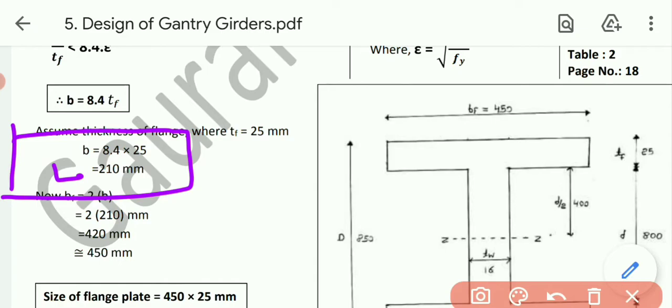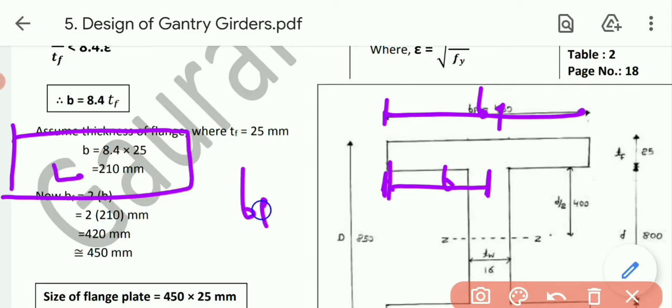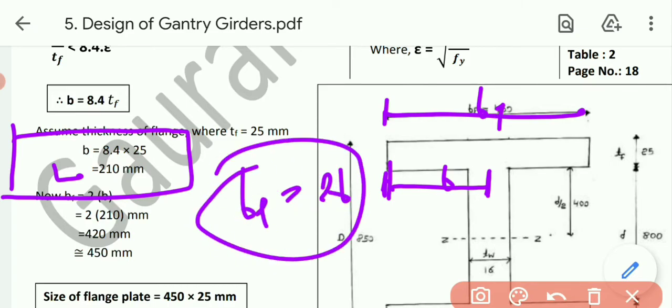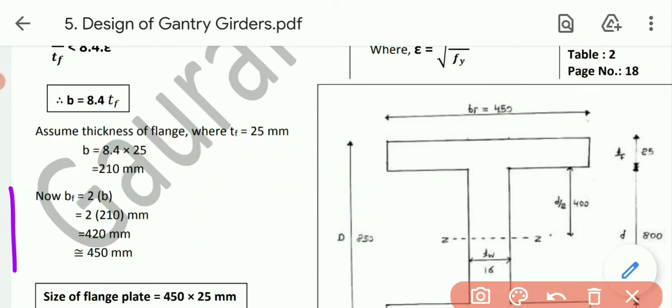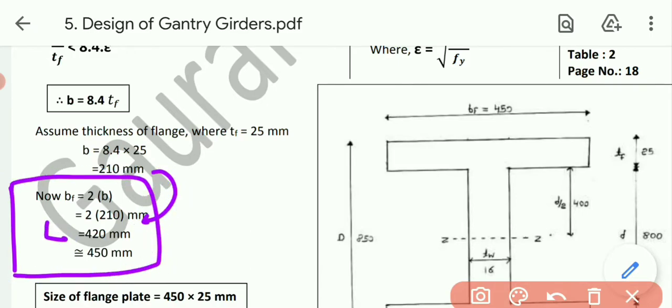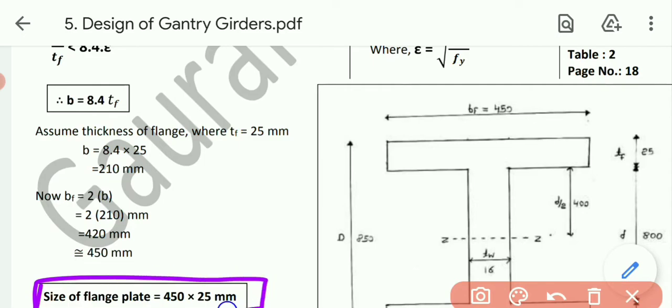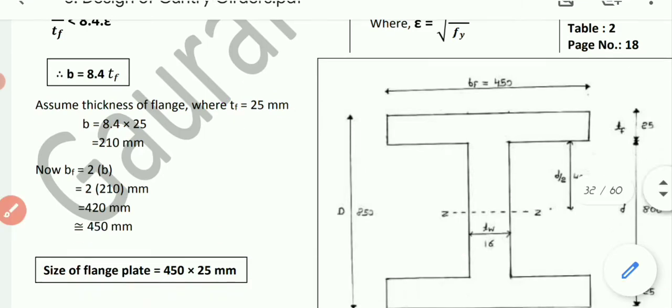Now we know that b is the dimension of the flange from the center to the edge. This one is b and this one is bf. So bf equals twice b. b is 210, so 2 into 210, the answer is 420 mm. So ultimately I will take the answer, that is 450 mm. So finally the size of the flange is 450 by 25. That's our criteria. Let's show it in the figure.